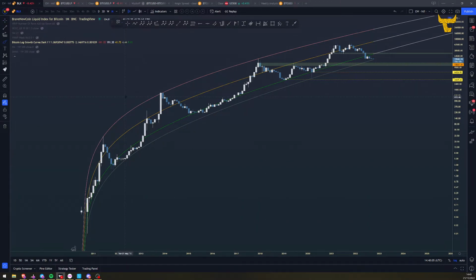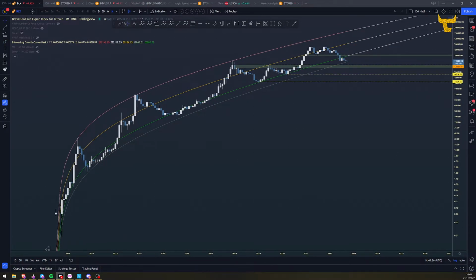So here to start, a monthly chart of Bitcoin, where we have the Bitcoin logarithmic growth curve. Just a simple curve that tries to tighten the highs and lows of Bitcoin since the beginning and tries to forecast them for the future.